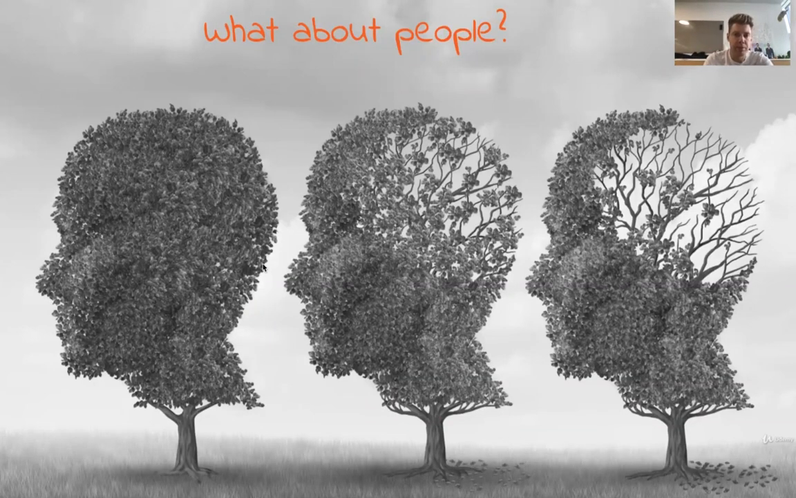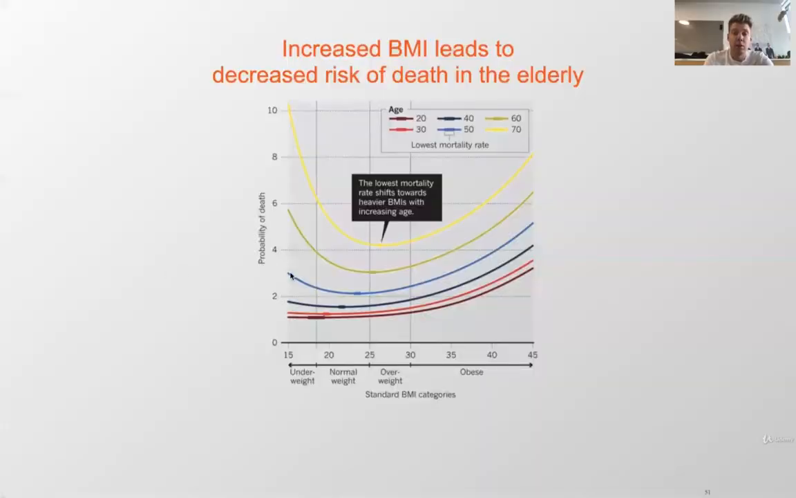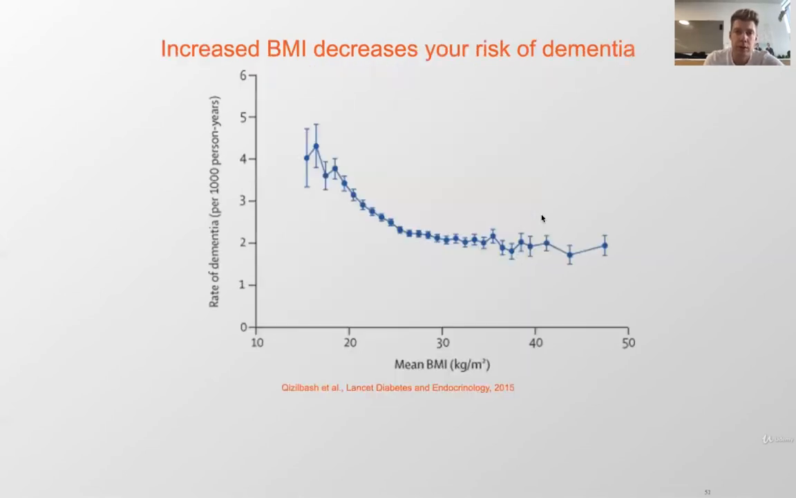So what about people? Actually, we know that with age, weight loss is probably not good for you. When you reach 70, your lowest mortality risk is at about a BMI of 27, which is a BMI that would be associated with overweight when you're younger. So this could suggest that you need to increase your body mass over time.